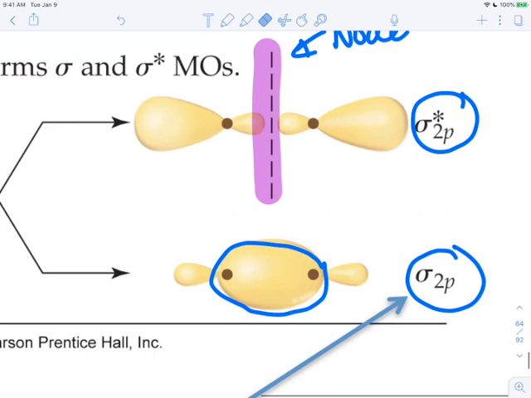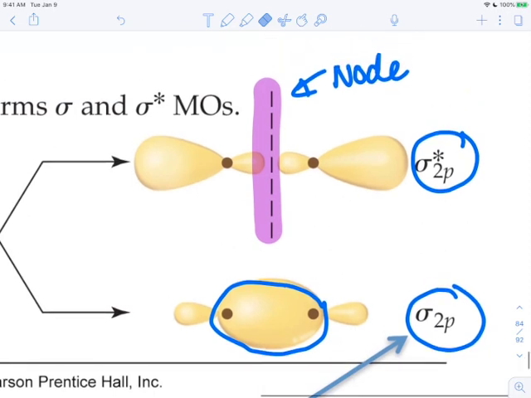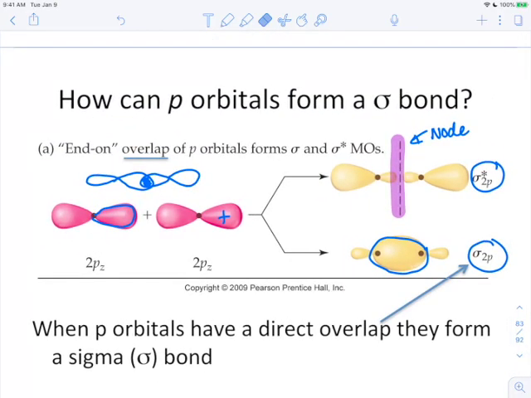So the bonding orbital has lots of electron density between the nuclei, and the antibond, we see a complete lack of electron density, essentially no electron density in the center between them. So any questions on this one right here?